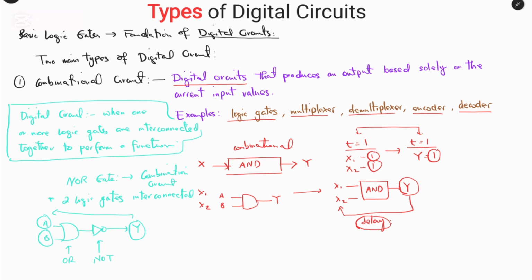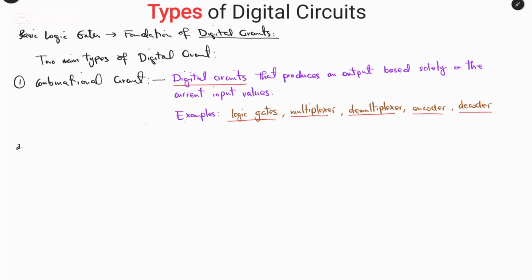So now let us look at the second type of digital circuit, which is the sequential circuit. So what is this sequential circuit?